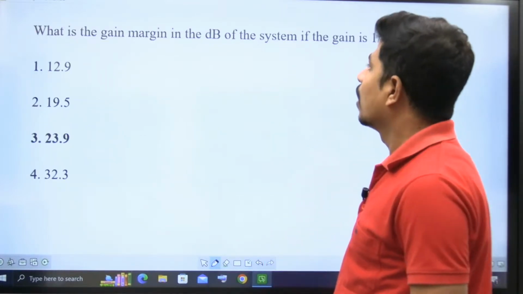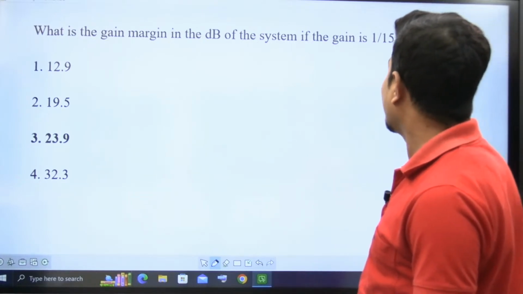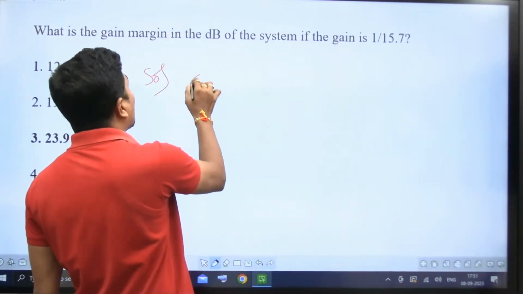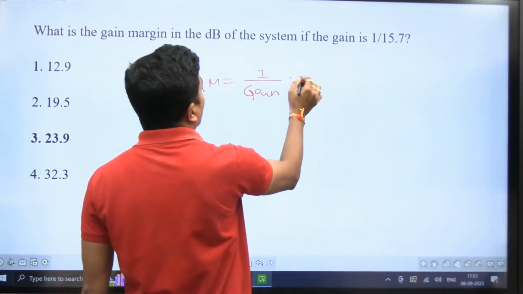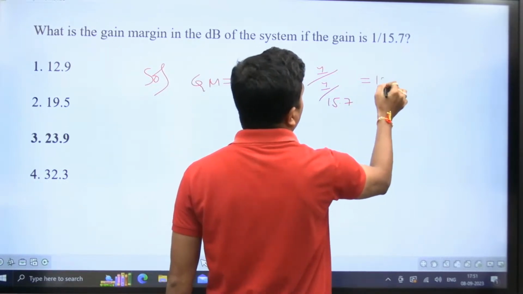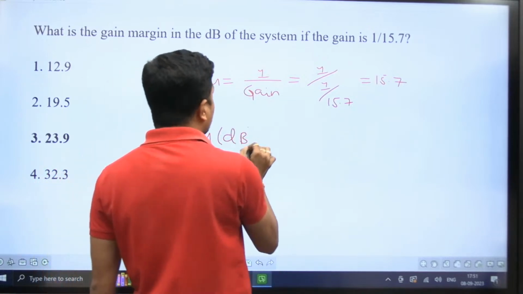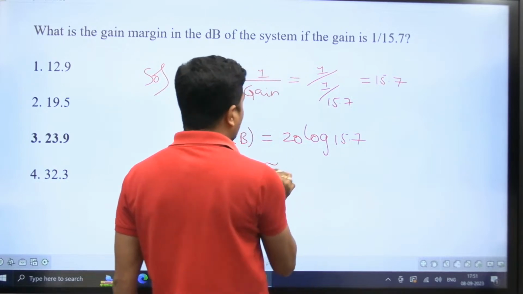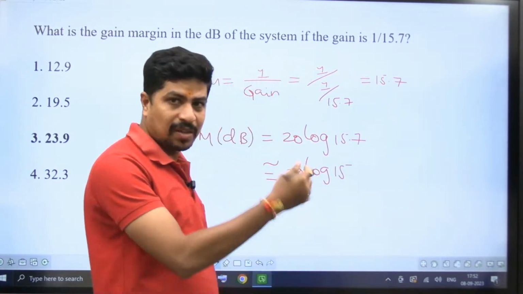Next question. What is the gain margin in dB of the system if the gain is 1 by 15.7? See, it is a very simple question. Gain margin is equal to the reciprocal of gain. So 1 by 1 by 15.7, this is equal to 15.7. Now gain margin in dB is equal to 20 log of 15.7, but approximately I'll take it as 20 log of 15. I'm leaving that 0.7.